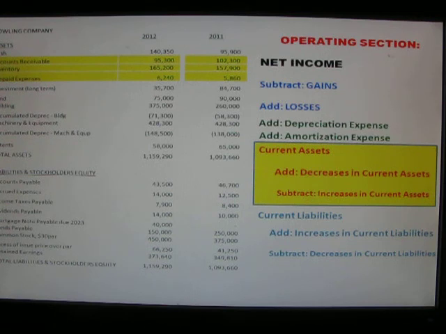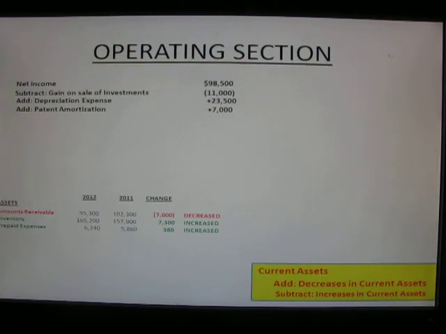The next part of the operating section is dealing with current assets. We look back at our balance sheet and we see our current assets, other than cash, are accounts receivable, inventory, and prepaid expenses. So we're going to look at those one at a time. Our accounts receivable actually went down this year. In 2011 it was $102,300. In 2012 it was only $95,000. If accounts receivable decreased, that meant people were paying me what they owed me. So I'm actually going to add that because my cash increased. People paid me. Cash went up.